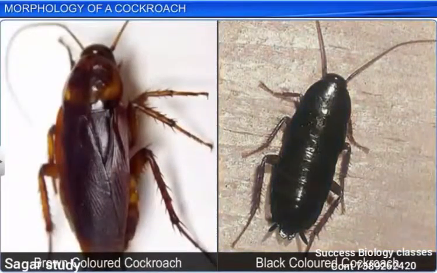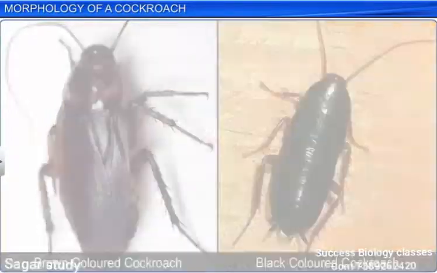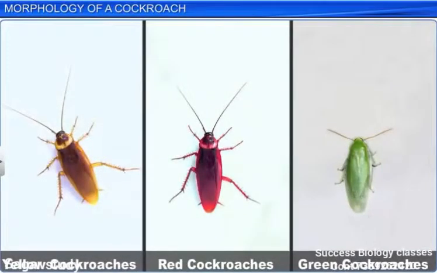Cockroaches are usually brown or black. However, in the tropics, you may also find bright yellow, red, and green cockroaches.